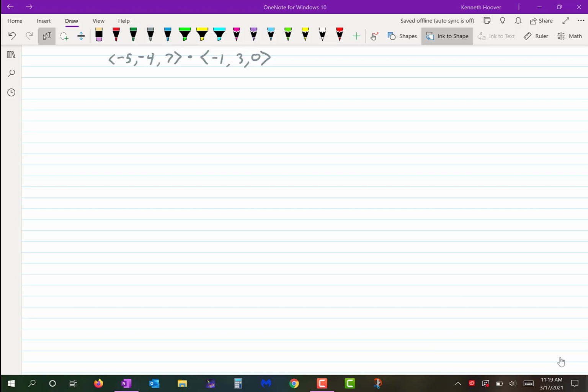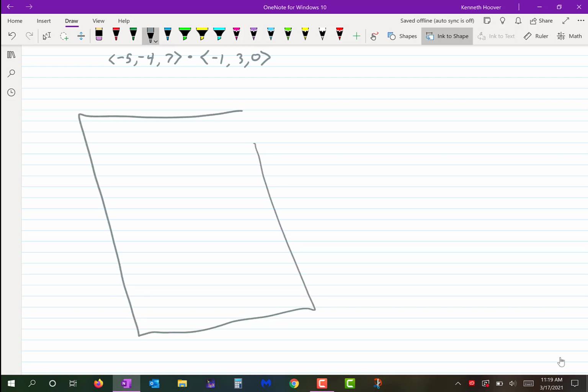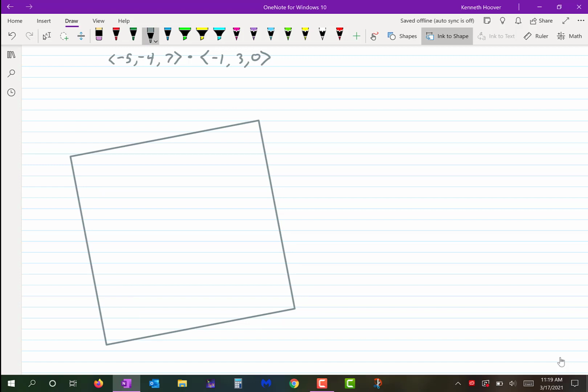Okay, now let's talk about intersecting things. What if you have a plane and a line? That's not a line.